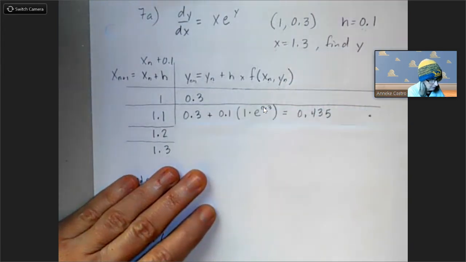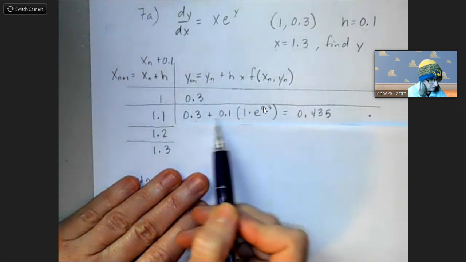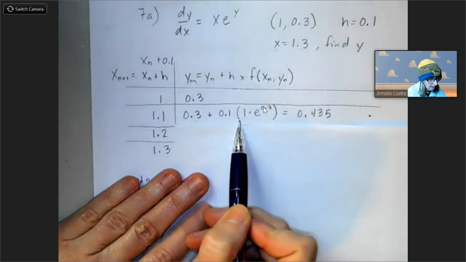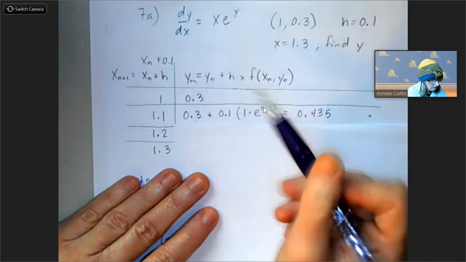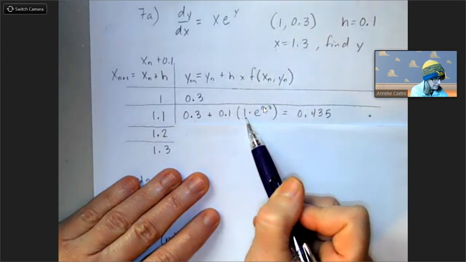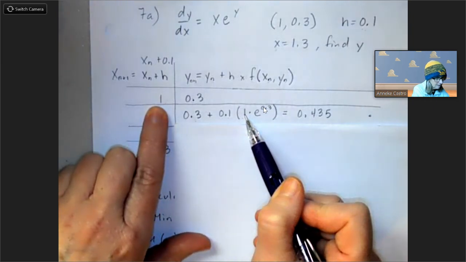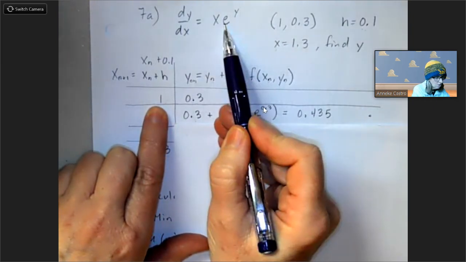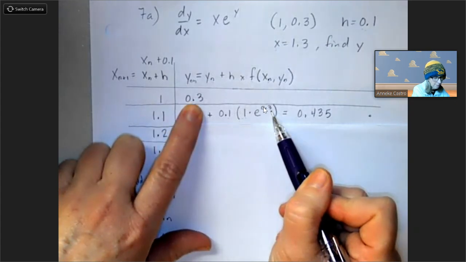Okay, so here it is. To get the new y value, we're going to take the previous y value plus the step value times my derivative to get my rate of change. How fast is the y value changing? I've substituted in, see where the x is? I substituted in the previous x. Then it's times e to the y, so times e to the previous y.